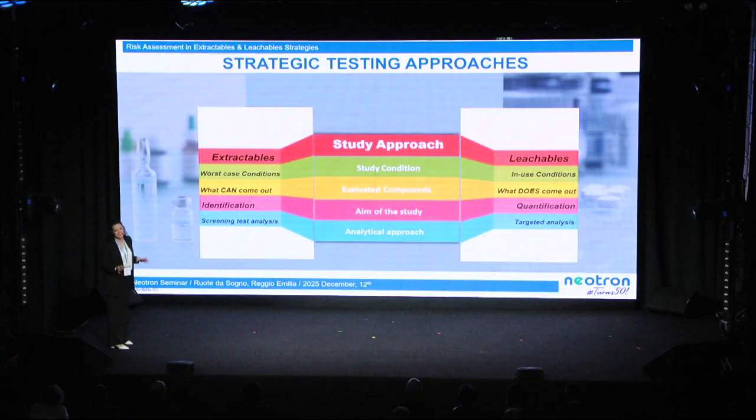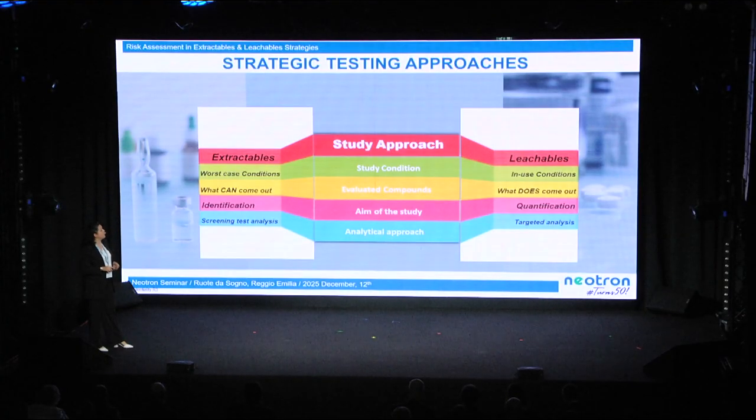And this is the main part. So what about the chemical testing? The study approach between extractable and leachable are quite different. In some points they are the same, but it's quite different. As I said in the first part of the presentation, extractable has to be considered as the worst case condition. So it's a laboratory condition. We have to extract all the possible compounds that can become a risk for the patients. While for the leachable, we have to consider the in-use condition because we have to evaluate the reality of the risk.